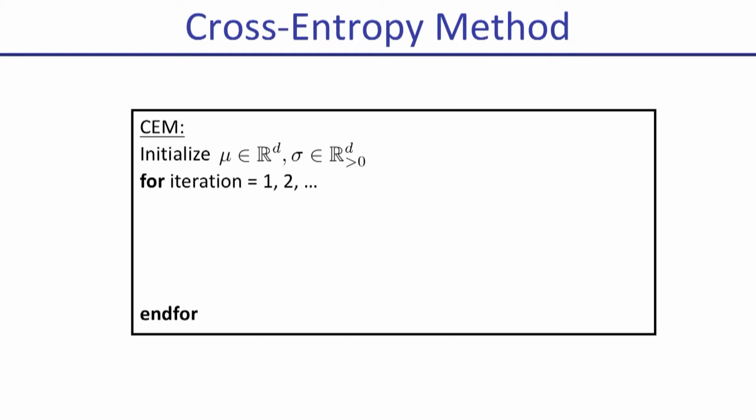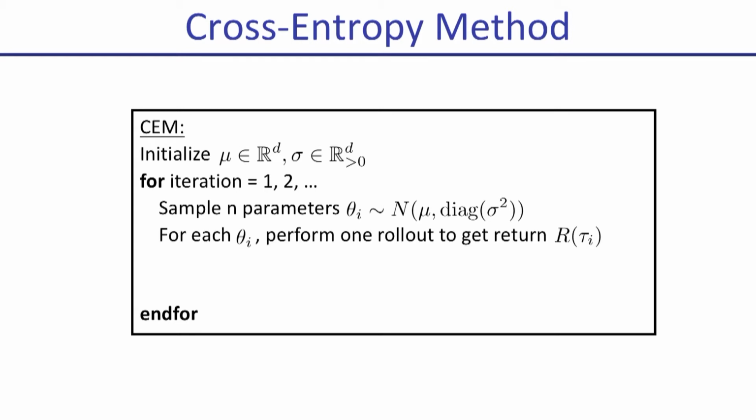Let's see a more specific example of that. A very popular choice of evolutionary algorithm is called cross-entropy. When you randomly perturb your parameter, you perturb it by a diagonal Gaussian distribution, which we can parameterize by a mean vector and a standard deviation vector. In each iteration, you sample n random parameters from this Gaussian distribution. For each parameter, you get one policy. You roll out that policy, get some trajectory tau i, and then get its return.